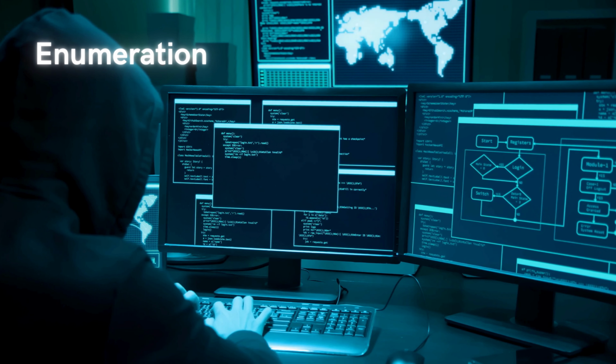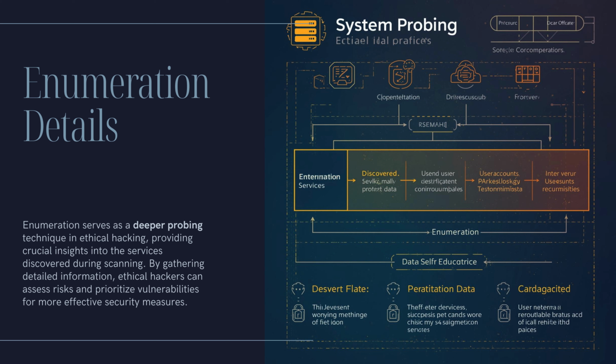Enumeration is a deeper probing step in ethical hacking that digs into the services discovered during scanning to extract version info, user listings, shares, and configuration details. By collecting these precise clues, ethical hackers can assess real risk and prioritize the vulnerabilities that need the most urgent attention.